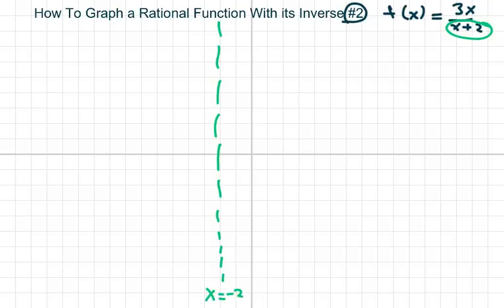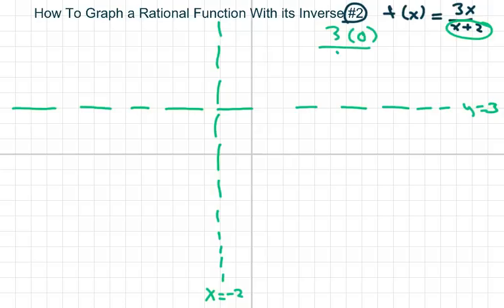I also know that since the degree of my numerator is the same as the denominator, I divide 3 over 1 and I'm going to have a horizontal asymptote at y equals 3. For my intercept, if I let x be 0, then y is going to be 0. So you're just plugging in 0 here. If I plug in 0 for x, you get 0 over 2, so that's going to be here. And that is also my x-intercept.